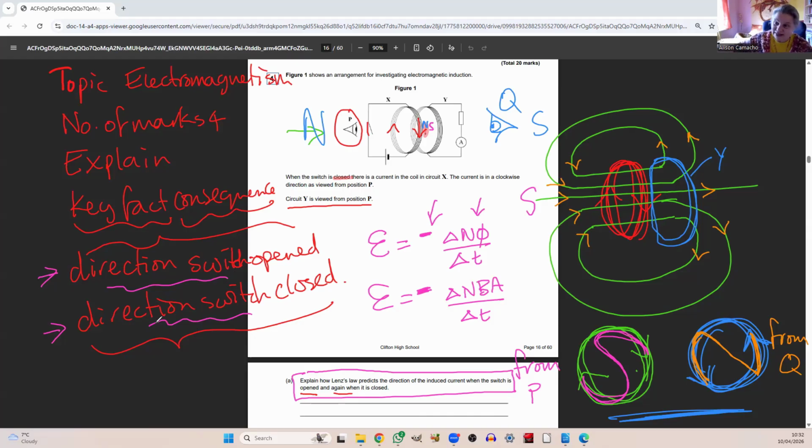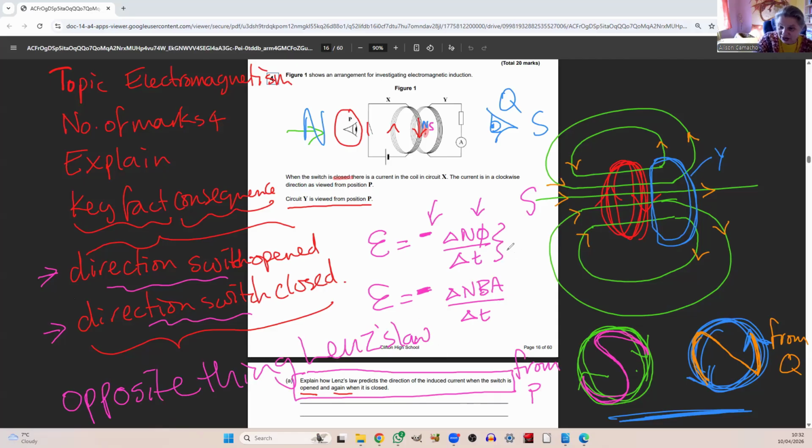But then Lenz's law does say that it's the opposite. So can you see the opposite thing? You've got to say with Lenz's law. The opposite thing is Lenz's law, and the generating anything thing, when it's changing, you've got to say that as well. So EMF only when it's changing. You've got to explain both of those in your explain how Lenz's law predicts the direction. Can you see? You've got to predict the direction from your answer.